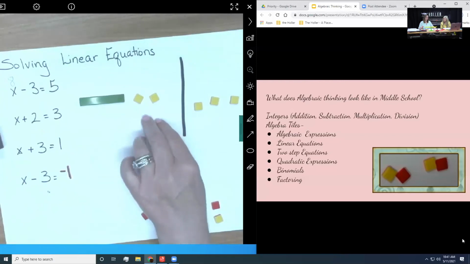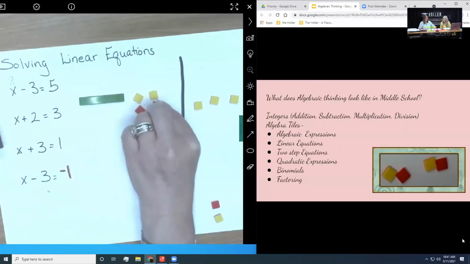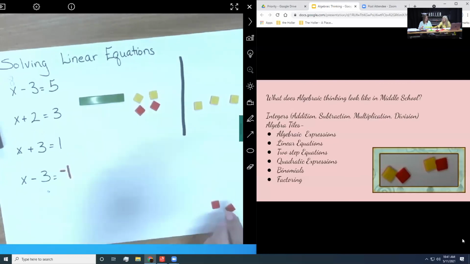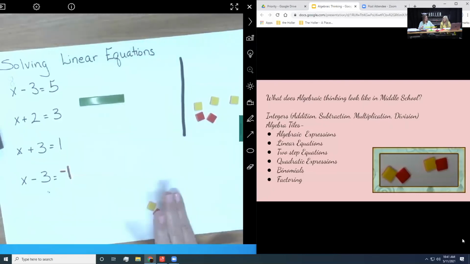Now, what do I have to do to get rid of this? 0 pair. I have to 0 pair. So I'll build me a 0 pair for that. Whatever you do to one side, you have to do the other side. So I put 2 negatives there, so I have to put 2 negatives here. Again, 0 pair means there's nothing there.